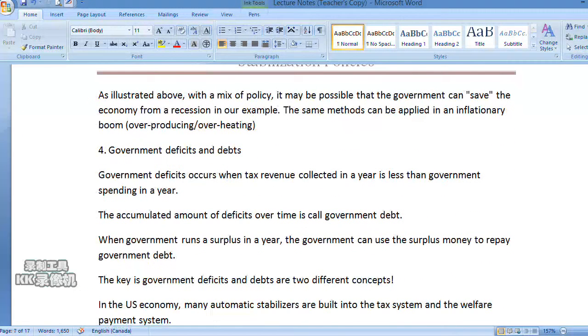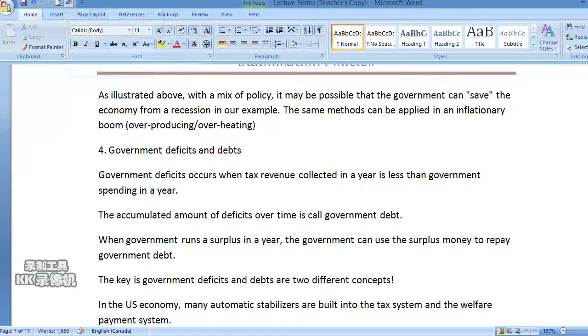So as illustrated above, with a mix of policy, it may be possible that the government can close a recessionary gap in our example without having the drawback of crowding out. And this method can also be applied in an inflationary gap.